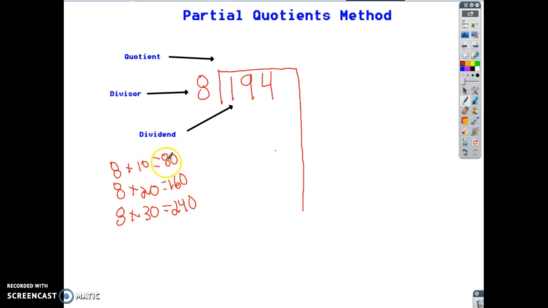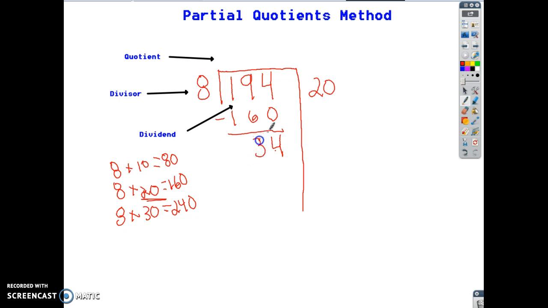So 80 is a little too small. 240 we can't do because we have to stay at 194 or below. So let's use 20, seems like the best option. So if we do 20 over here, we know that 20 8s fit into 194 for sure. So 20 times 8 is 160. And then remember we subtract. So 4 minus 0 is 4, 9 minus 6 is 3.